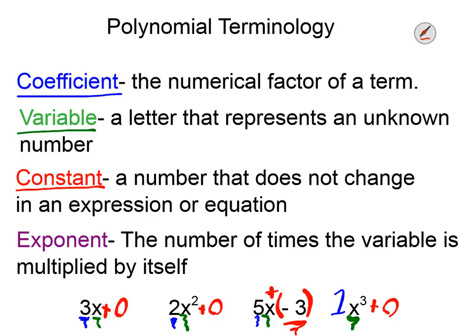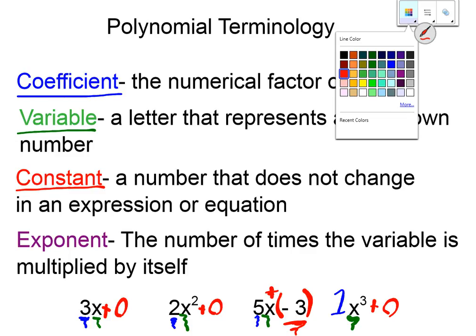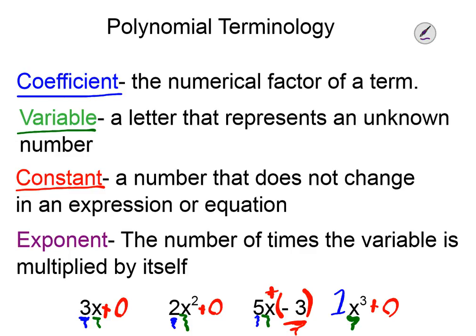The last part is the exponent, which is a term that you should already be familiar with. It is what power you are bringing the variable to. Now, the only thing we need to mention there is, what about a case like this one? Well, x does have an exponent. It's just, again, our invisible friend, 1. And the same thing here. So we would say that our exponent in that case is 1. So those are the parts of a polynomial that should help you identify them. And now we just need to practice that skill.